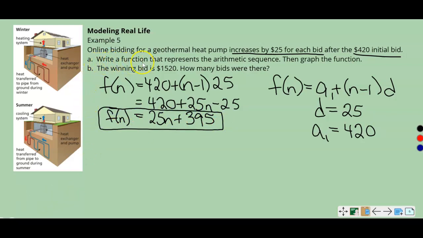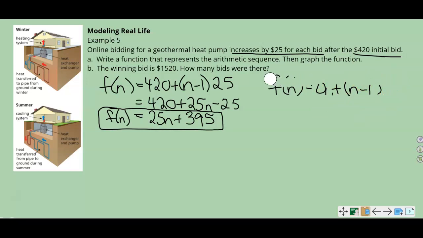All right, so A part says write a function that represents the arithmetic sequence. So we just did that. And then it says graph the function. All right, so let me erase part of this so that we have room here to graph the function. All right, so to graph the function, the first thing we need to do is create a table of values.